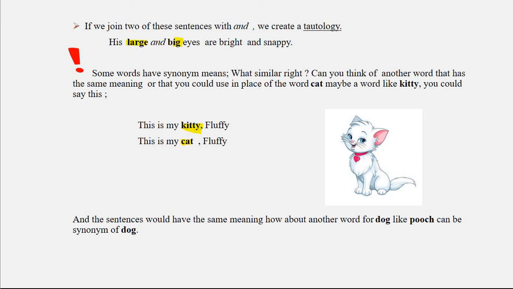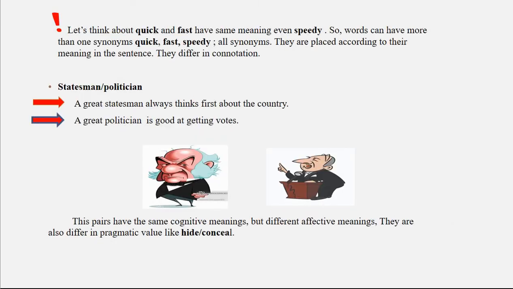How about another word for dog? Pooch can be a synonym of dog. Okay. And let's think about quick and fast. They have the same meaning, even speedy. So words can have more than one synonym, like quick, fast, and speedy. And all synonyms actually have the same property. They are placed according to their meaning in the sentence. They differ in connotation. So statesman and politician is an example.